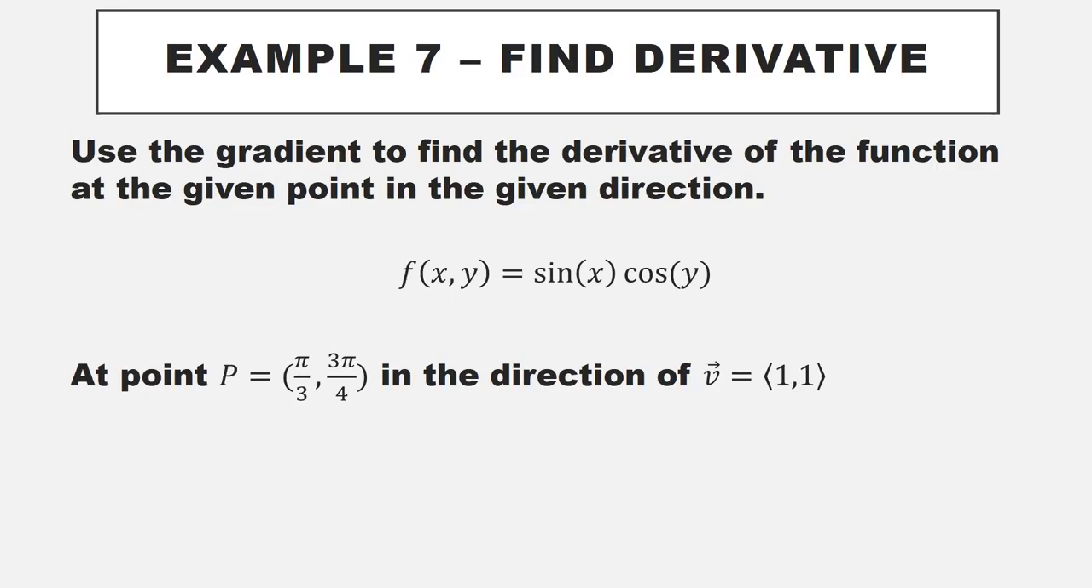Let's do another example. Here we have example 7. So we're going to take the function sine x times cosine of y. We've already found the gradient of that in a previous example. And so we're going to look at how much change in the z value, the output, there is if we are at the point pi over 3, comma 3 pi over 4, and moving in the direction of vector 1, comma 1. So let's calculate this.